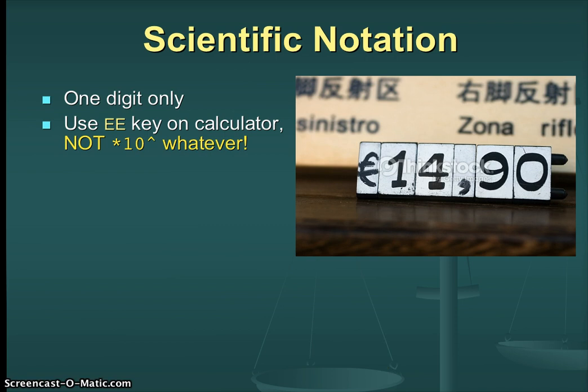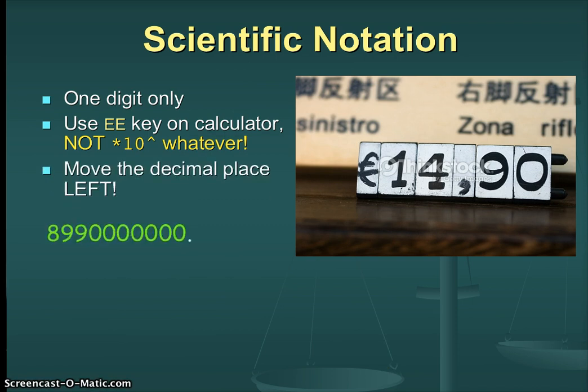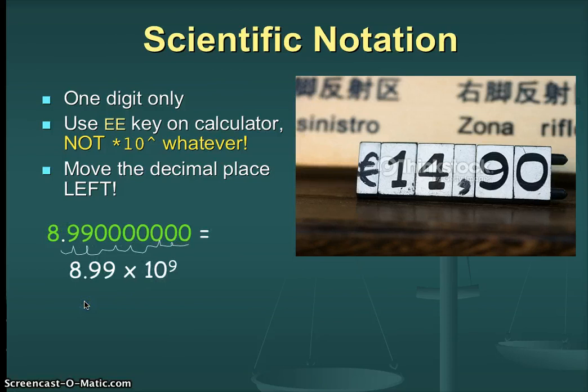Use that E key. To write a problem in scientific notation, move the decimal place left. Start with the decimal place where it is for a big number. Move it the appropriate number of spaces to the left. There it is. That was 9 spaces. That's 8.99 times 10 to the 9th. Coulomb's constant of static electricity.